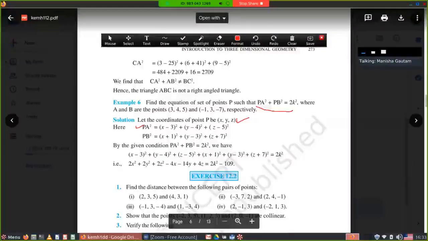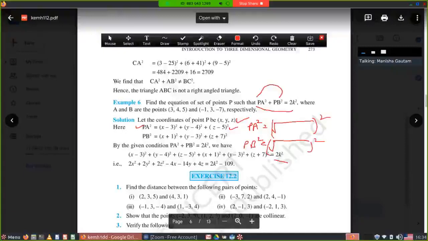In the case of PB square, here students get confused about where this root sign goes. You have to remember it. It is PA square. It means when you calculate PA, it will be like this, and square it, square root and square both are cancelled, and you will get the statement like this. Similarly, in the case of PB square, you have to calculate distance under the root sign and square it, you will get x plus 1 square plus y minus 3 whole square plus z plus 7 square. You have to add them according to the question. Add them and put them equal to 2k square. What type of equation you will get? That will be the answer.